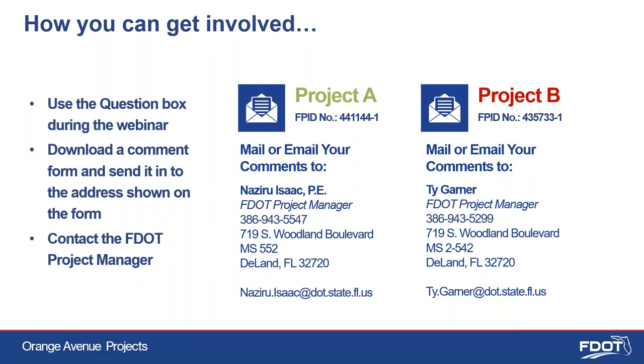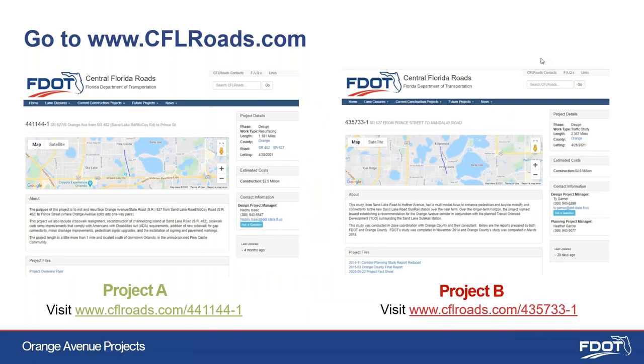Finally, you may visit the website for each project by going to cflroads.com. For Project A, if you can do the next slide there, please. For Project A, you can type the project number 441144-1 in the search bar to locate the project page. For Project B, you type the project number 435733-1 in the search bar, and for Project C, you can search the project number 441145-1, and we'll leave those up during the question and answer period as much as possible as well.